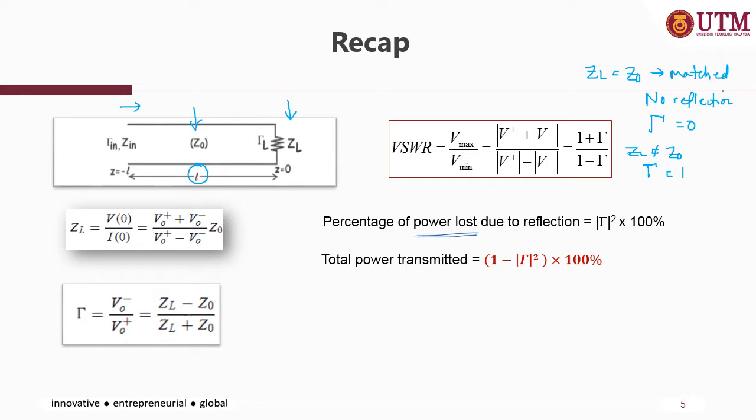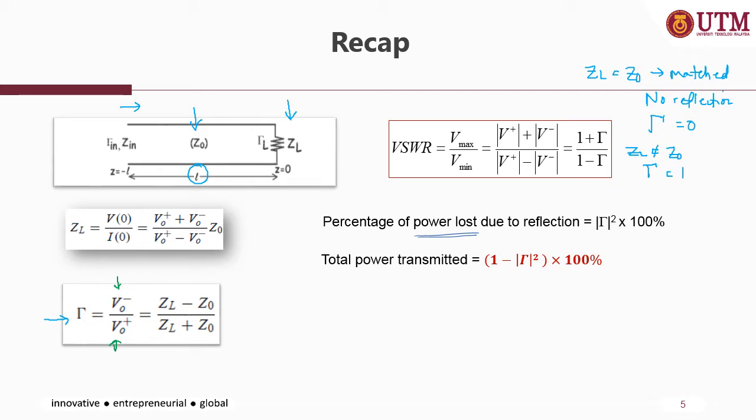Alright, so we can calculate the reflection coefficient by considering the reflected wave divided by the incident wave, and it can be also calculated by using the impedance value ZL minus Z0 divided by ZL plus Z0.